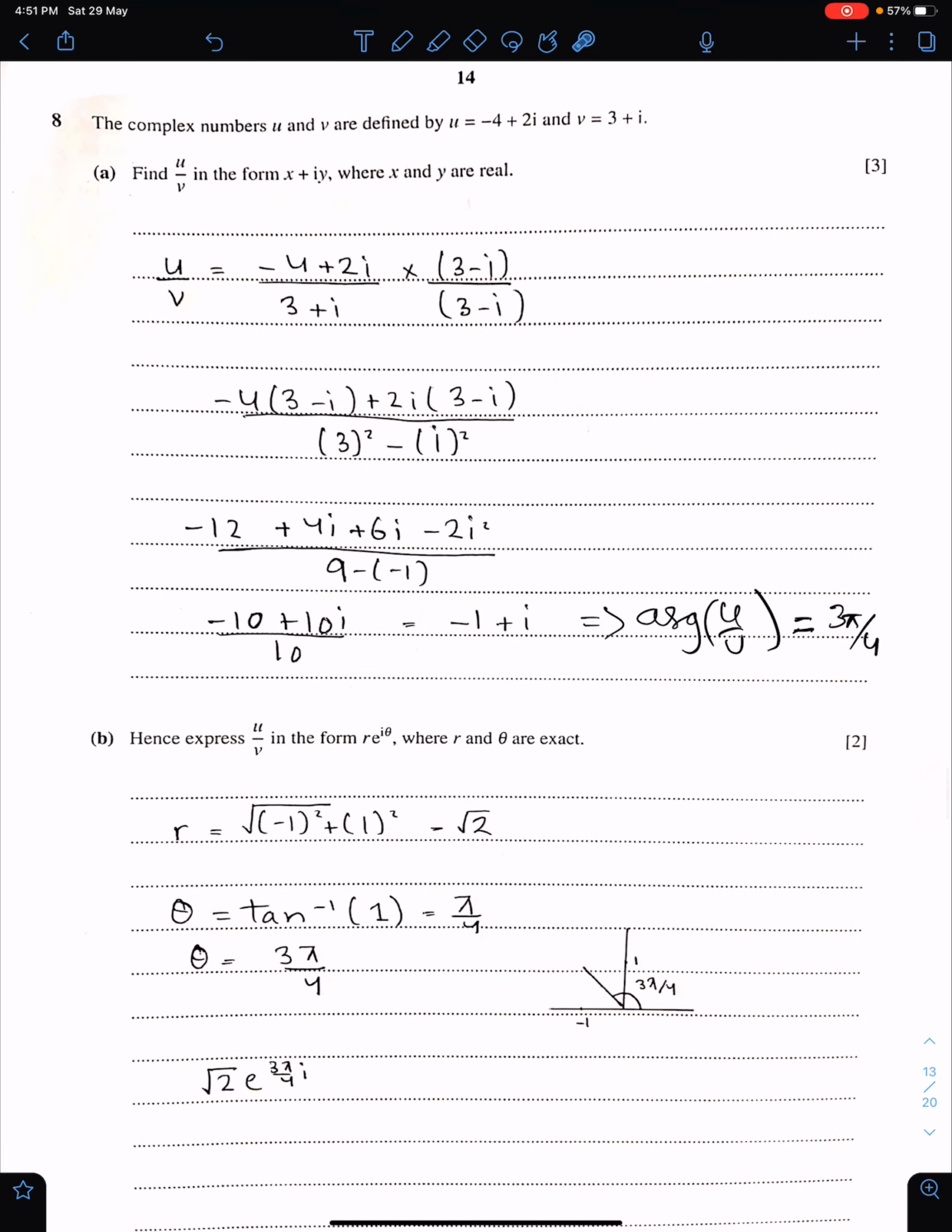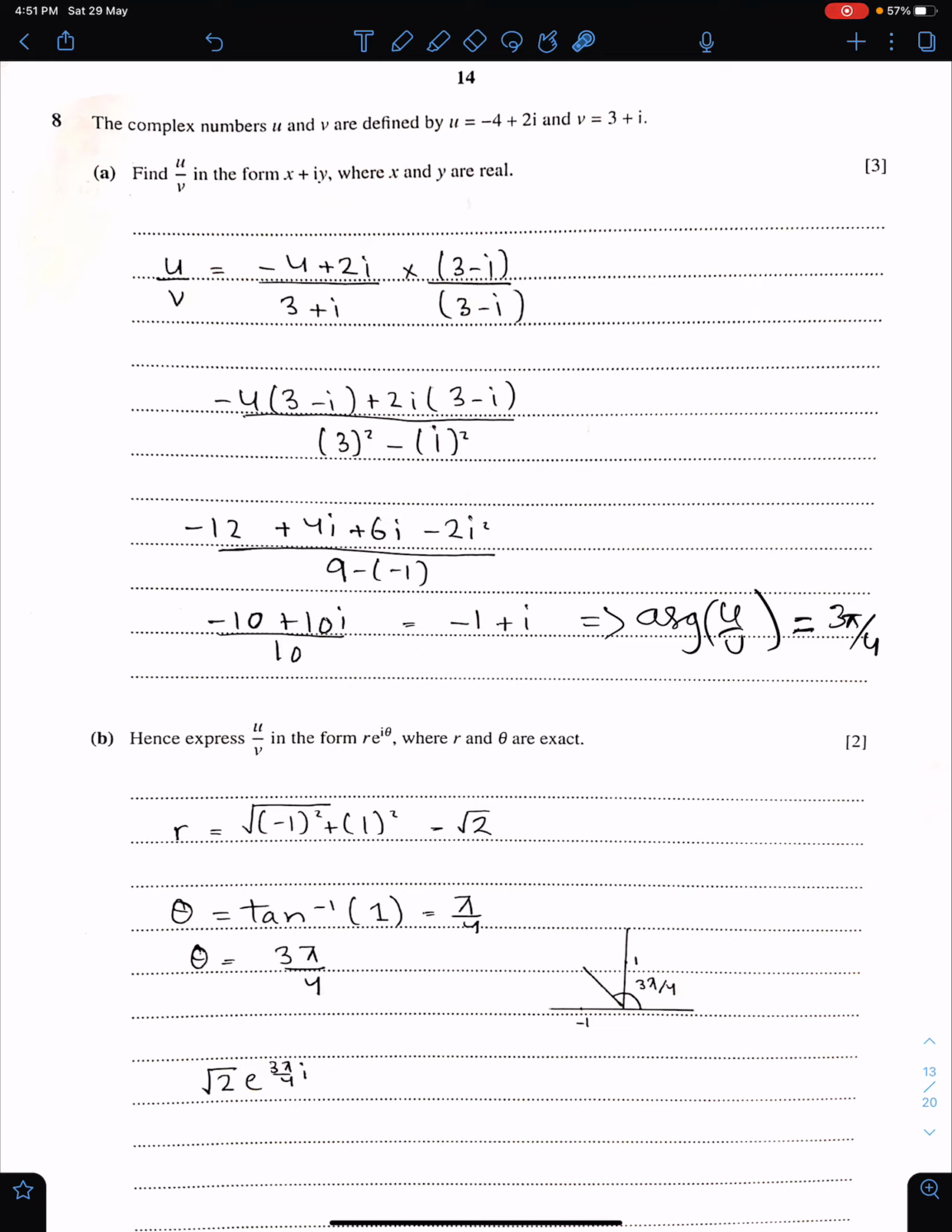Question number 8. The complex numbers u and v are defined by this and this. Find u upon v. This is so simple, we just need to rationalize this fraction. We always rationalize from the denominator. So that's the answer, minus 1 plus i.